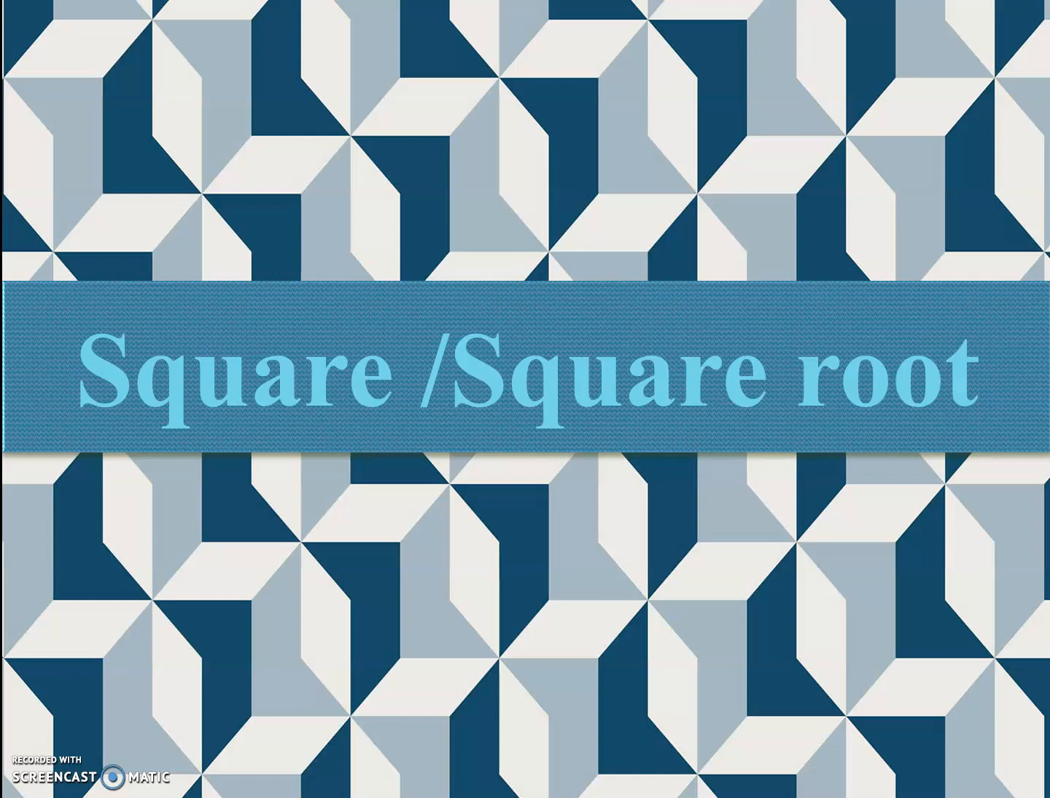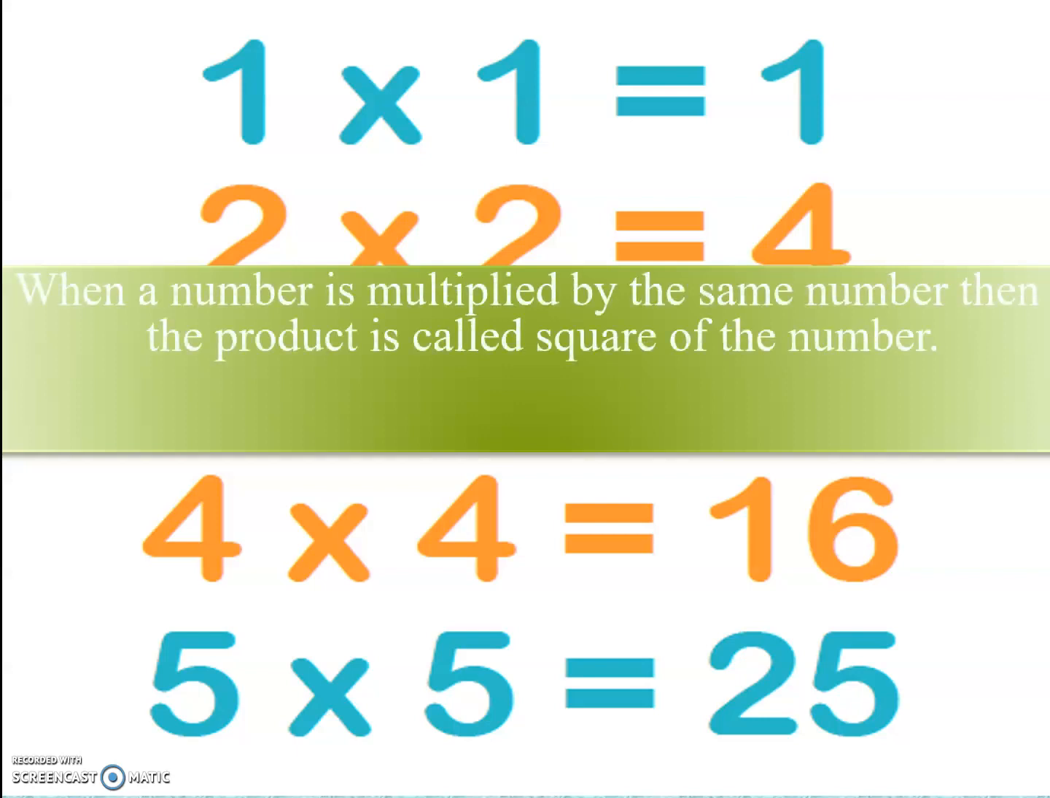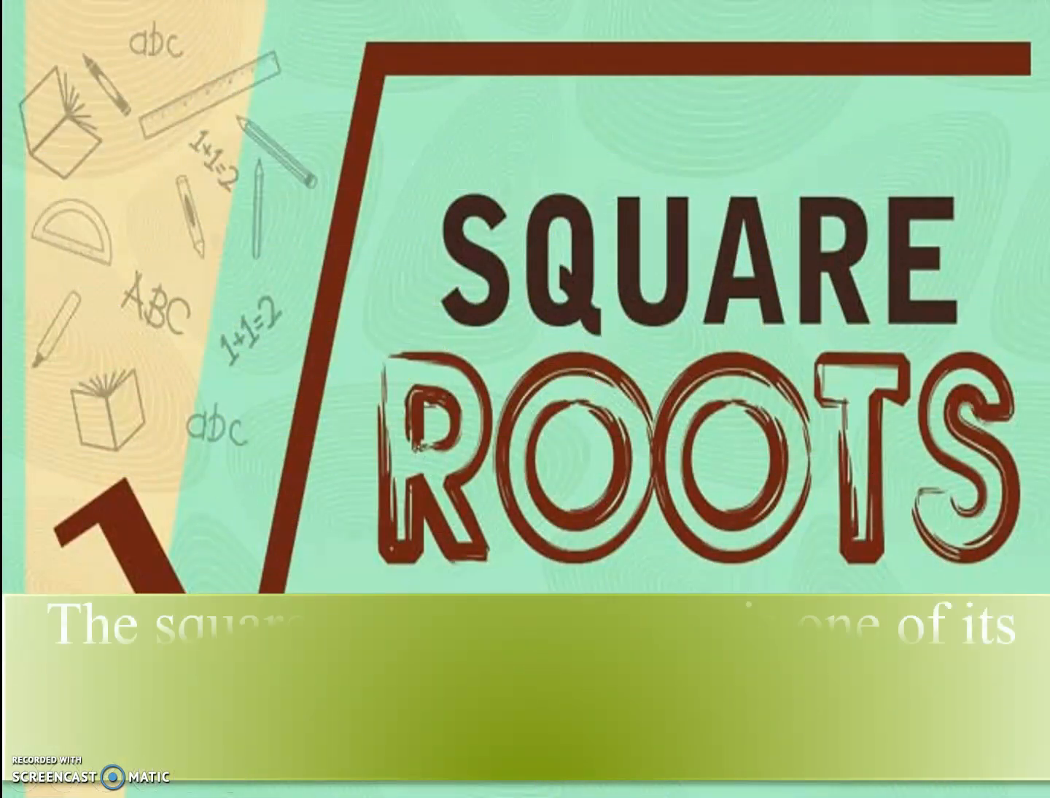And today's video topic is square and square root. Now let's see what is a square number. When a number is multiplied by the same number, then the product is called the square number. Here the example is given: 3 and 2 is written on the top of it. This is the way how we write a square. Okay, 3 square.